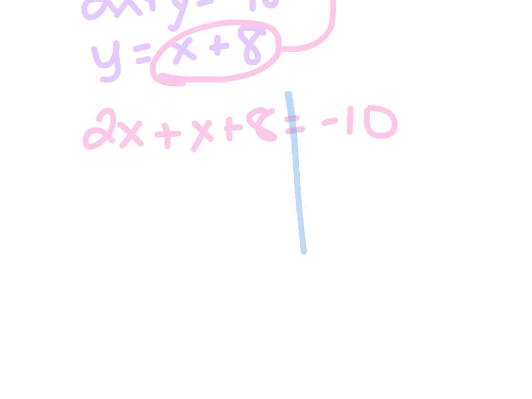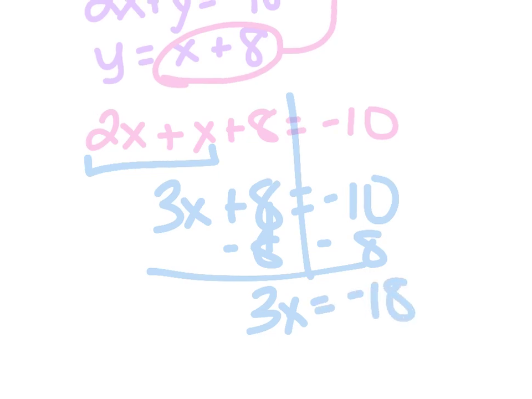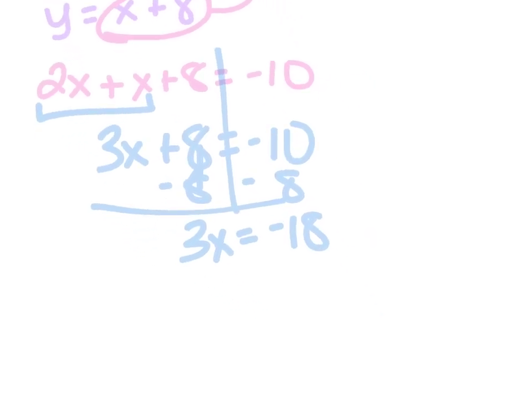So I'm going to draw my line down my equal sign. I'm going to combine my x's together to get 3x plus 8 equals negative 10. We're going to subtract 8 from both sides to get 3x equals negative 18. So to solve, we are going to divide both sides by 3, and we get x equals negative 6.